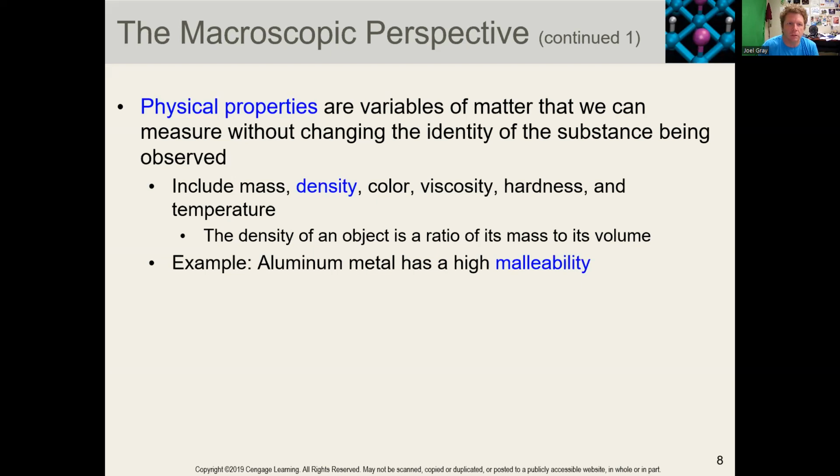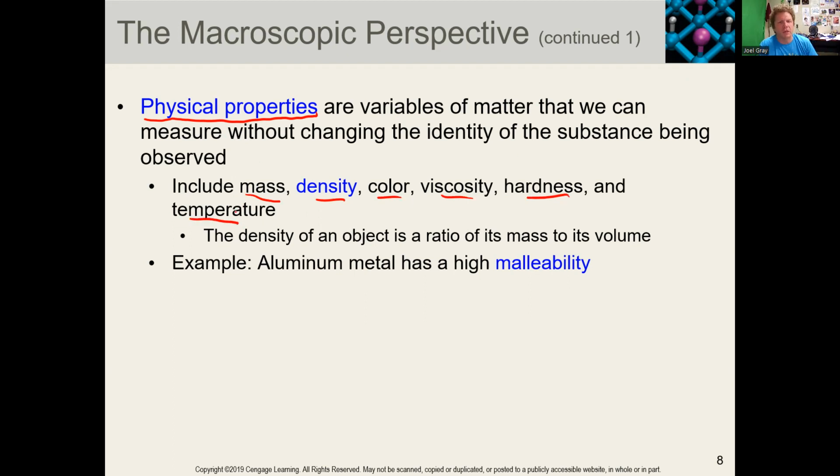So one important thing that's very valuable to understand as a chemist is the properties of materials and properties of matter. One type of property that we discussed in this class was a physical property. Physical properties as a class are variables of matter that we can measure without changing the identity of the substance being observed. These include mass, density, color, viscosity, hardness, and temperature.